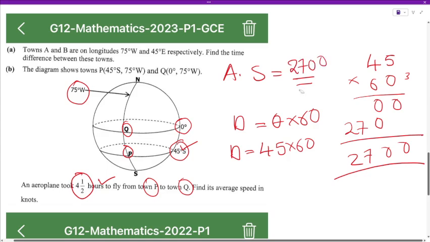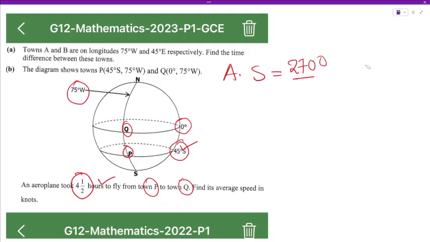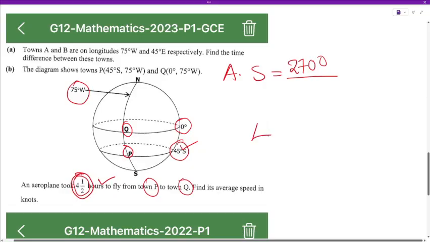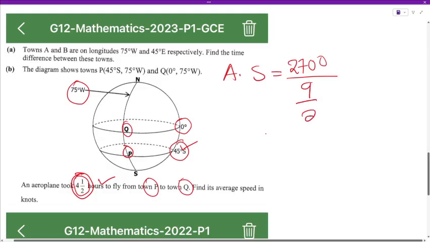So the distance we found is 2,700. What is the time? Okay, the time has been given to us as a mixed fraction. How are we going to solve this question? So the examiner here again was just trying to be creative. That's how they gave you time as a fraction. So 4.5 hours. We need to convert this one to an improper fraction. You're going to say 4 times 2 plus 1. 4 times 2 is 8. 8 plus 1, 9, over the same denominator, which is a 2. So what you're now going to have is 9 over 2.